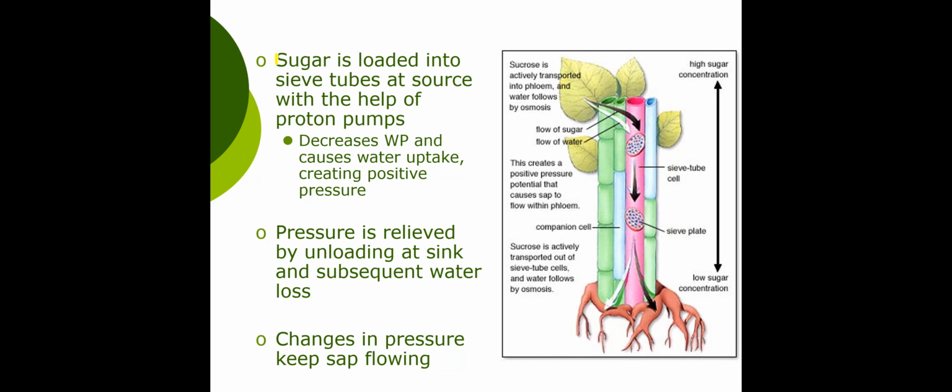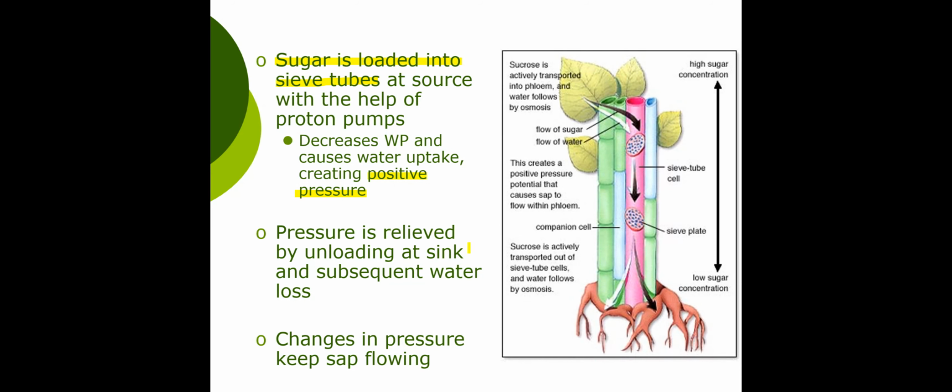So it starts when the sugars are loaded into the sieve tubes, okay? So the sieve tubes are some specialized cells in our phloem. And so what happens is that sugar is going to be actively transported into the sieve tubes. Now, as we saw earlier, solute sucks, and so once that sugar gets in, it's going to cause water to naturally flow in after it. And so this loading is going to create a positive pressure, okay, as sugars are pumped and water flows in after.